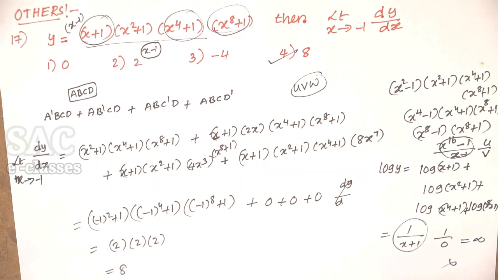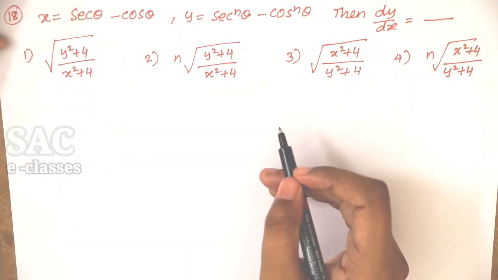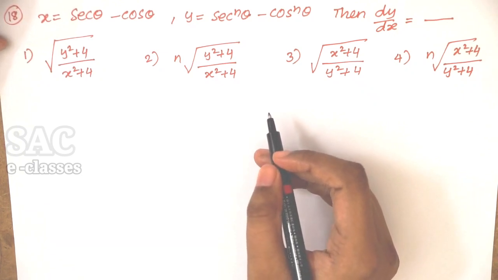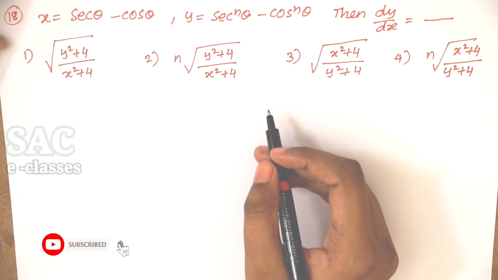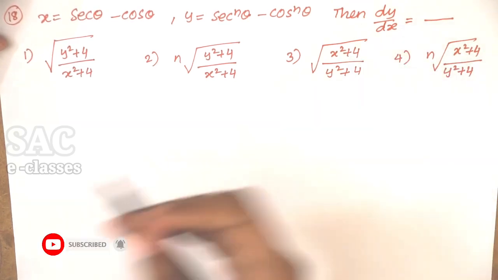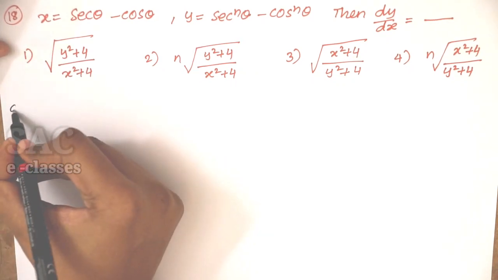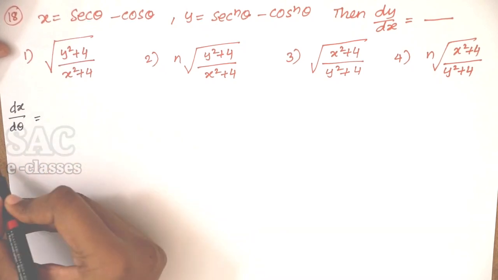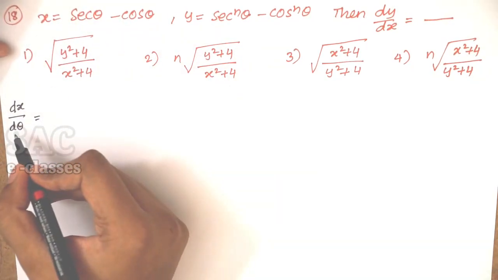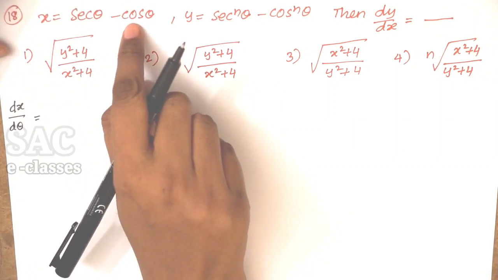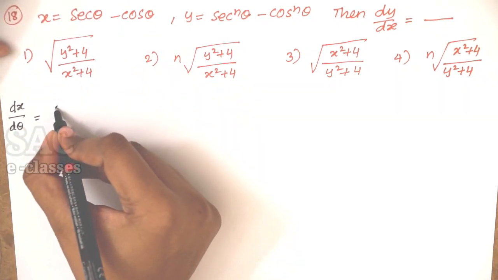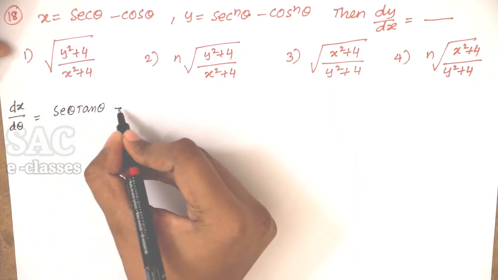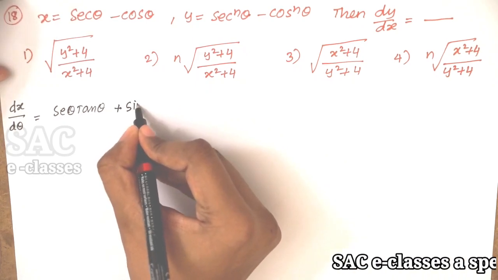Let us move to the next problem. Now, the 18th problem: x equal to secant theta minus cos theta and y is equal to secant power n theta minus cos power n theta. We are asking you to find dy by dx. You know very well how to find it in parametric form. You will find dx by d theta, that is, differentiate x with respect to theta. Secant theta differentiation is secant theta tan theta, minus cos theta differentiation is plus sin theta.